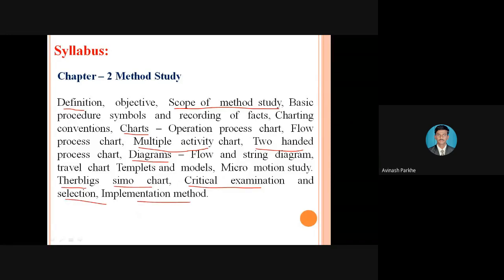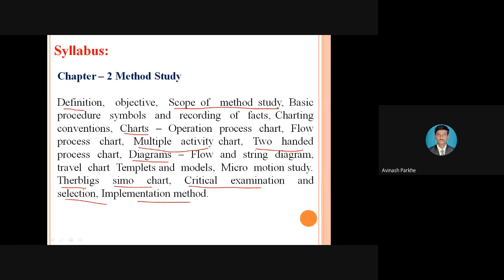For which types of operation, for which types of product, which type of chart, which type of diagram, which types of study, which types of travel charts we have to implement in the industry, that selection and implementation we are also going to study in this method study. Here, in chapter number 2, the maximum focus we are giving is on the recording techniques.